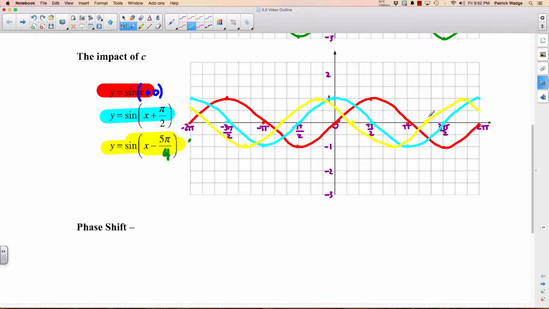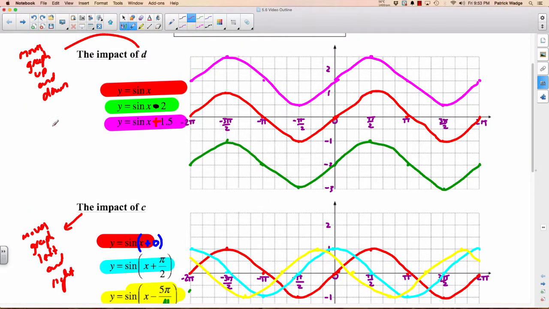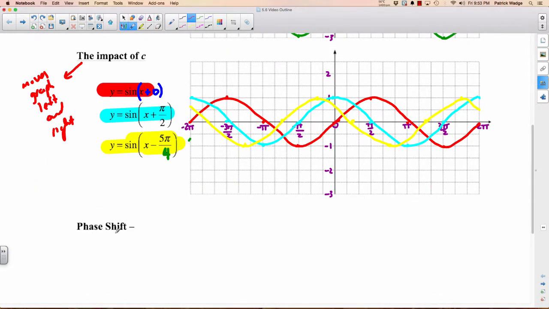There we go. Okay, what is the impact of C? It moves the graph left and right. Okay, we actually have fancy names for these two things: moves up and down, moves left and right. The fancy name for moving left and right, the one we just talked about, is called a phase shift.